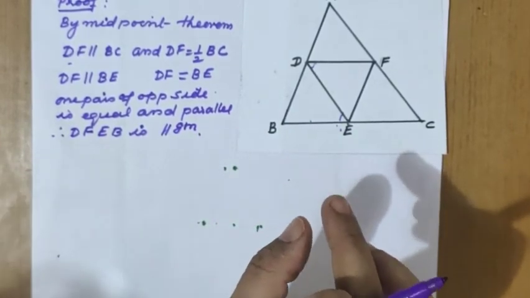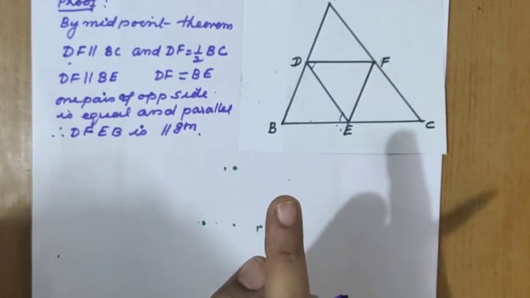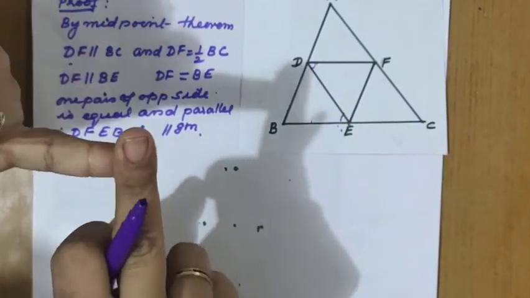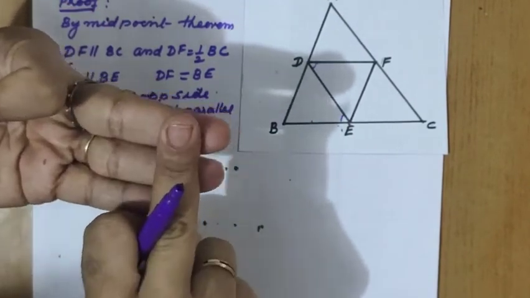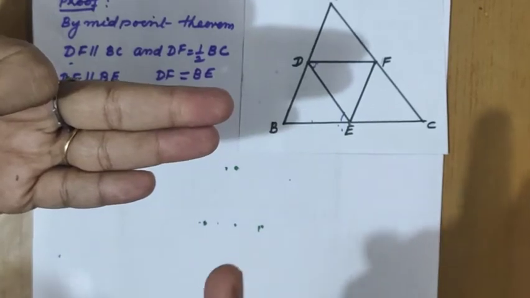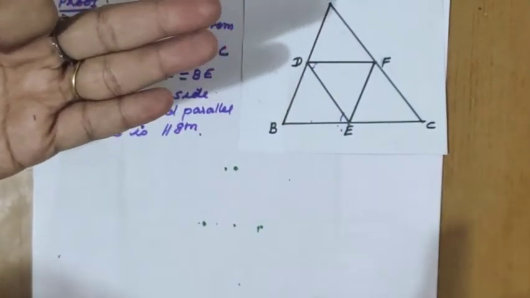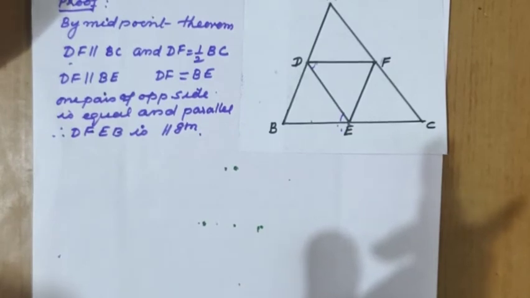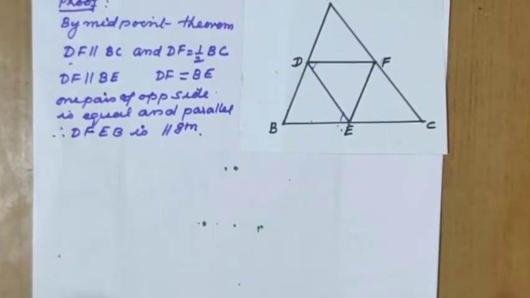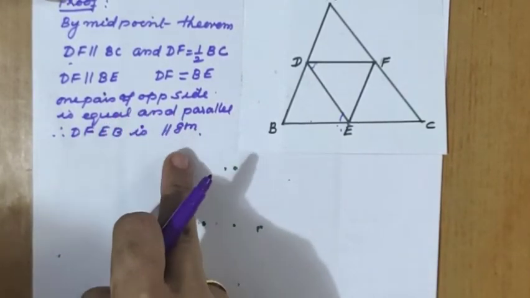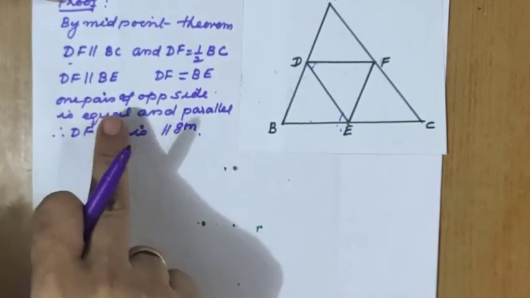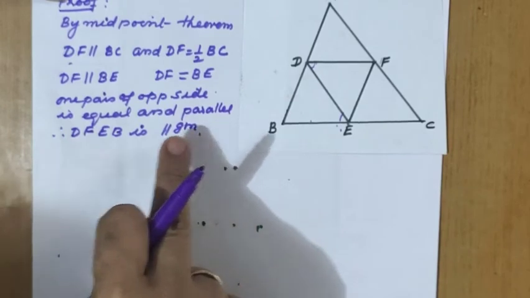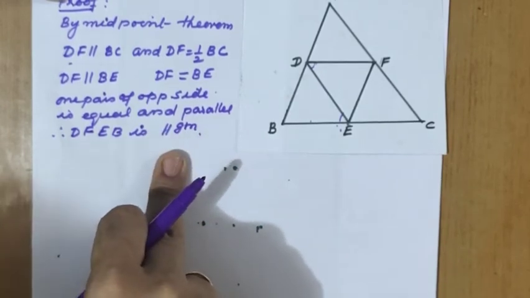Because we learned that a quadrilateral can be a parallelogram by four conditions we have studied: two pairs of opposite sides are parallel, two pairs of opposite angles are equal, diagonals bisect each other. Then we have studied one more condition, that if one pair of opposite sides is equal and parallel, then the quadrilateral is a parallelogram, right? So the same condition we have used here. One pair of opposite sides is equal and parallel, then DFEB is a parallelogram, right?